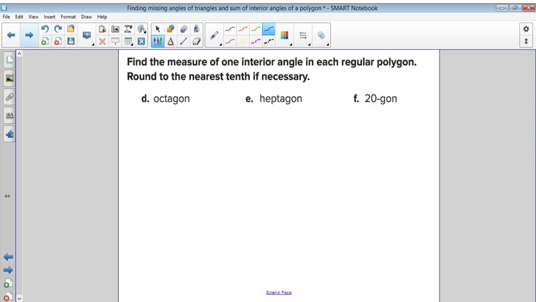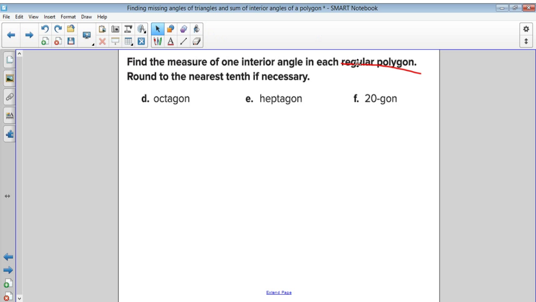Now, go ahead and see if you can find the measure of one interior angle in each regular polygon. Okay, so for each of these, figure out if they are regular polygons, right, what we were just working with.